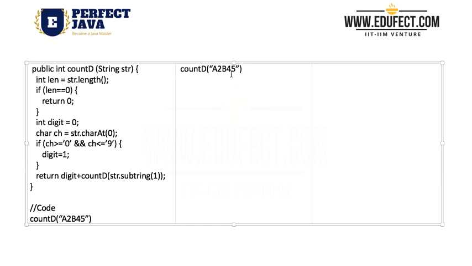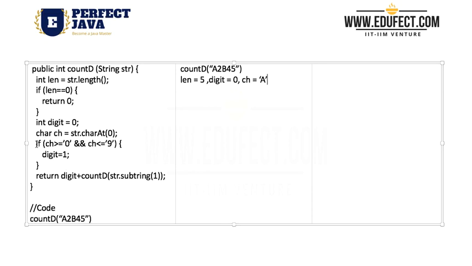Now let us see what will happen. int len is equal to string.length. So what will be len here? len will be equal to 5. If len is equal to 0, no, this condition is not true. digit is equal to 0. So we have created a local variable digit and given it 0. ch is equal to, let's put them in a line so that it's easier for us to understand it. ch will be equal to charAt(0), which in this case will be a.